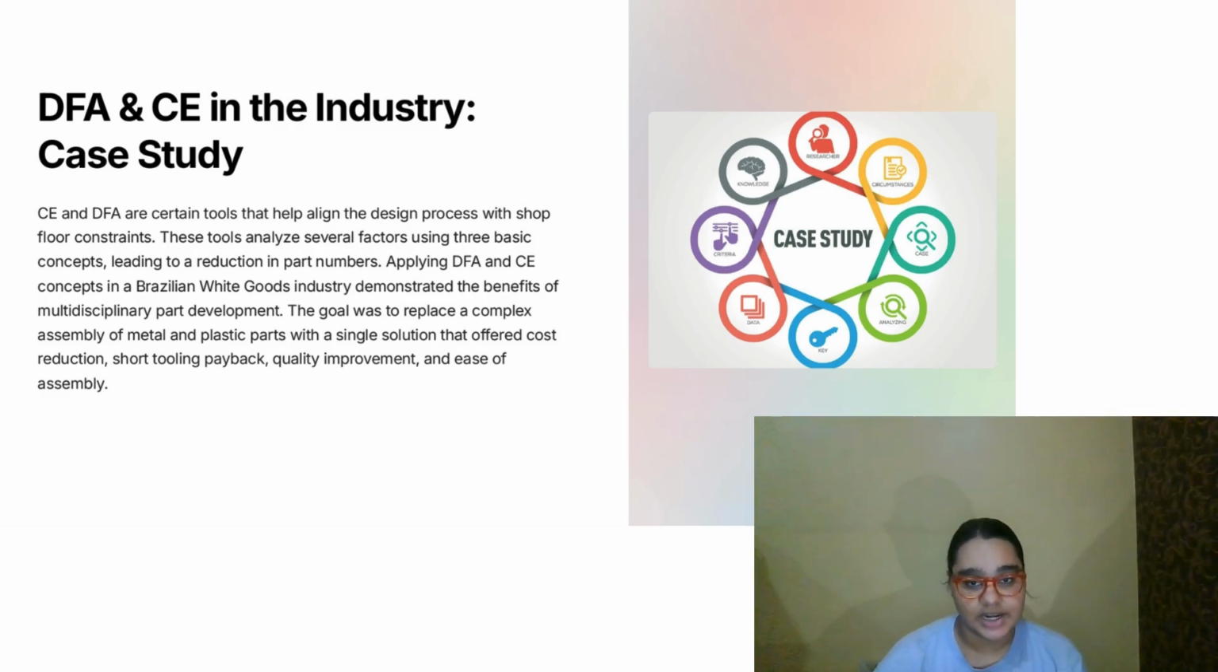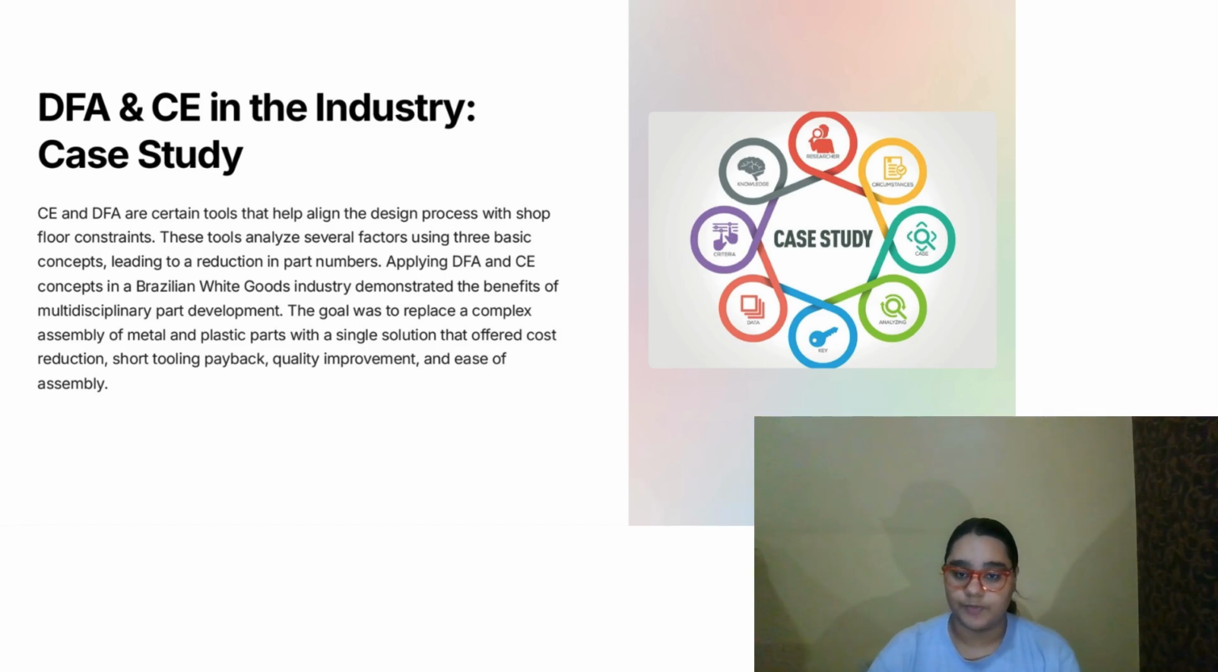In our study, we studied the Brazilian white goods industry. By applying CE and DFA principles, they achieved remarkable improvements in product quality. They wanted to replace a complex assembly involving both metal and plastic parts with a single streamlined solution, and they came up with the following four results. 1. Cost reduction. By minimizing the number of parts and simplifying the design, they achieved significant cost savings. 2. Short tooling payback. The new design allowed them to recoup tooling costs quickly due to its efficiency and reduced complexity.